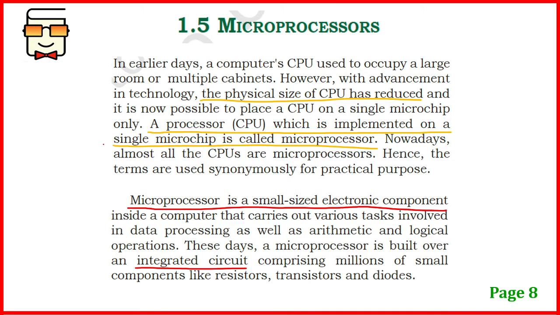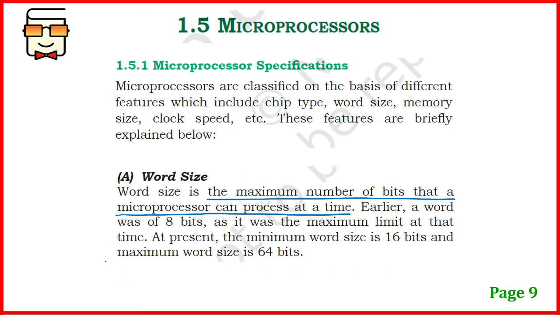Now a microprocessor is built using integrated circuits that consist of different elements like resistors, diodes, transistors, and they are basically made up of semiconductor materials, as we have also studied previously. Now there are certain characteristics or features that define any microprocessor. The main characteristics of a microprocessor are the word size, the memory size, the number of cores, and the clock cycle. So we'll be studying these features in detail.